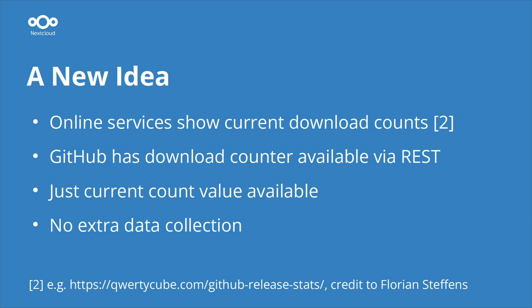counters for the downloads of the releases. I have to give credit here to Florian Steffens, who's sitting somewhere, I don't know where exactly. Maybe you raise your hand. He showed that this is possible in general. But what you get here is just one number. We have at the moment 100 downloads. That's all you get. No extra data is provided to me, and GitHub is not providing any more data.